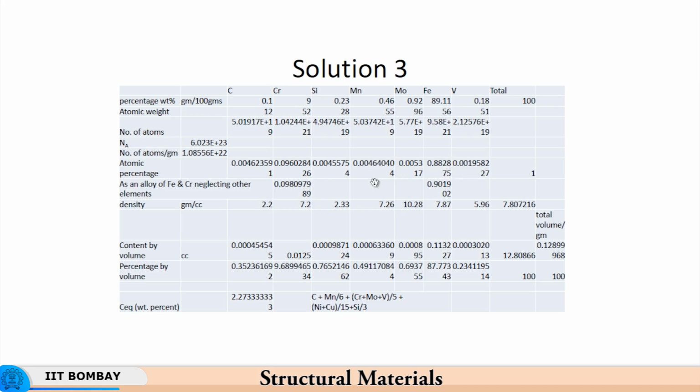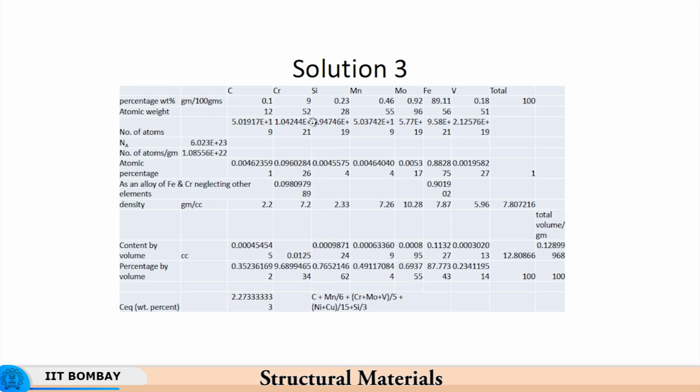So now, if you take the overall percent, it is 1%. Okay. So now if you take the alloy of, let us say, instead of using this approach of calculating the number of atoms of each and then finding out the atomic percentages, right.